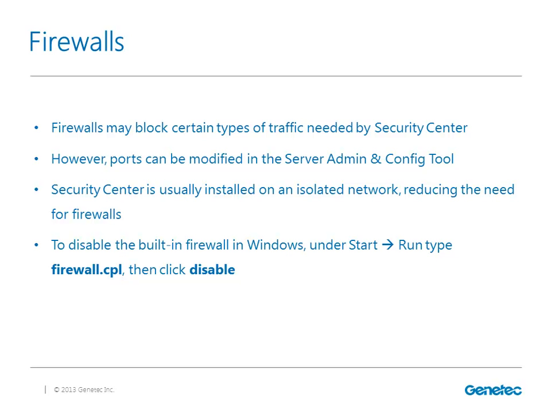Firewalls may block certain types of traffic needed by Security Center. However, network ports can be modified in the server admin and in the config tool. Security Center is usually installed on an isolated network, reducing the need for firewalls. To disable the built-in Windows firewall, click Start, choose Run, and type the command firewall.cpl. Then click Disable.